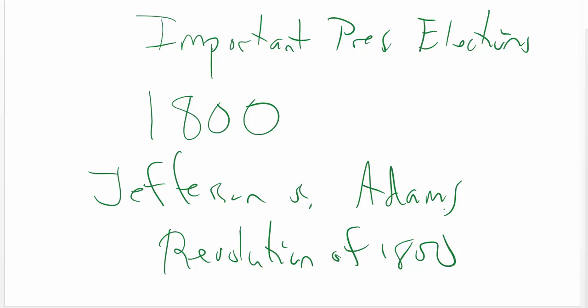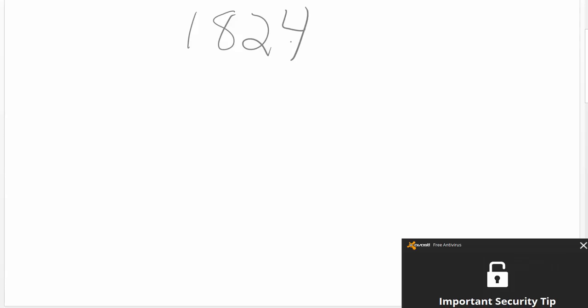Okay. Now we're going to go to the next significant election, and that's going to be 1824. Going back to 1800, the guy who switched was Bayard of Delaware. Oh, you looked it up? Okay, his last name was Bayard, and he was from Delaware.